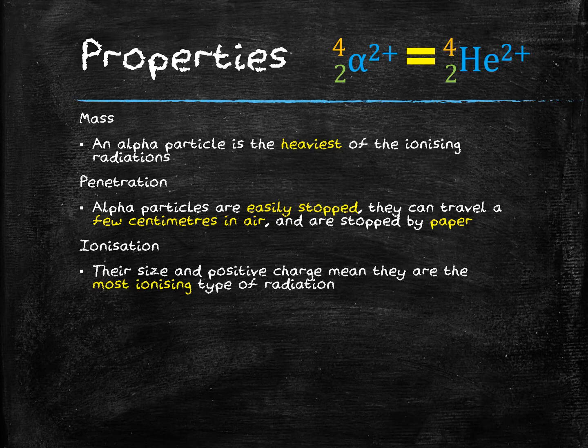Ionization, which is how good they are at extracting these electrons from other atoms. They're the most ionizing type of radiation. This is a combination of their large positive charge and the high chances of them colliding with other atoms, which means that they are most likely to cause other elements to lose electrons as the alpha particle removes them from there.